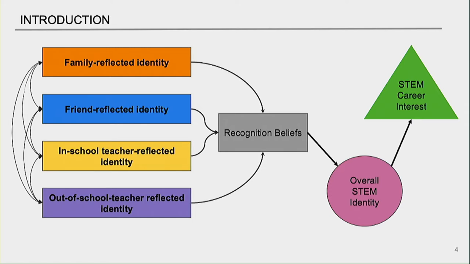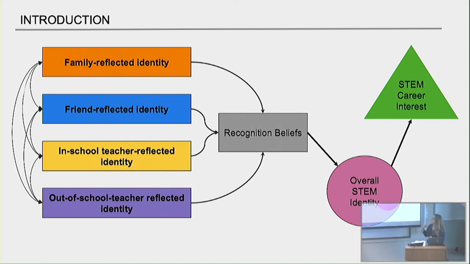In this study, we are looking at specific measures of recognition beliefs, which we have named reflected identities. The reflected identities come from questions on the Frost survey that Shen briefly talked about: my family sees me as a STEM person, my friends see me as a STEM person, my in-school teachers see me as a STEM person, and my out-of-school teachers see me as a STEM person. These are all co-varying identities, and they're all facets of recognition beliefs.